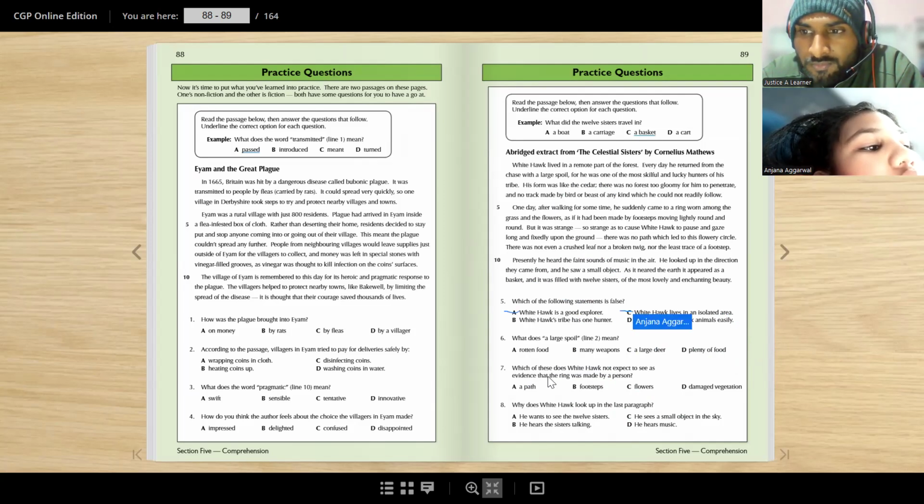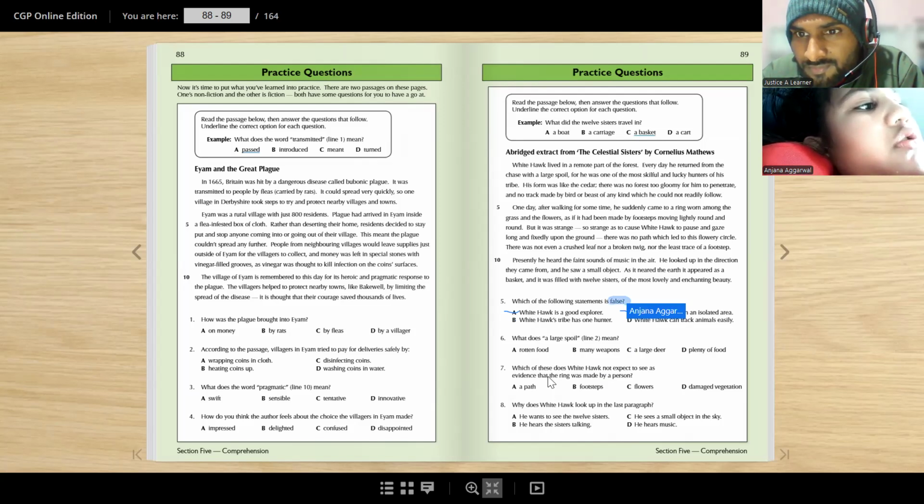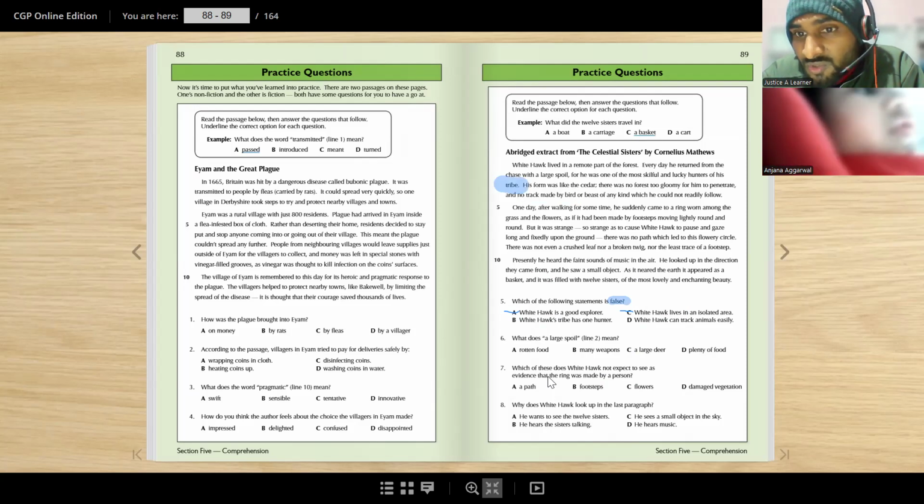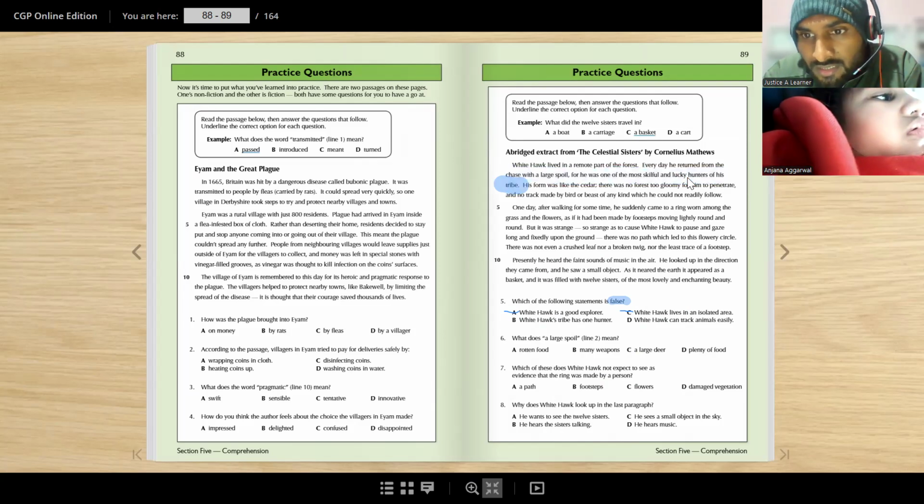Like C option you were talking about, right? Which of the following statements is false? It is saying false. So White Hawk is a good explorer. That is true, right? Yep. White Hawk's tribe has one hunter. Now, can you find that tribe has one hunter or not? So here's the word lucky, the skillful and lucky hunter of his tribe. Do you see that or not? So it is also true, isn't it? Can you see this properly here? Yep. So he is a lucky hunter, right?